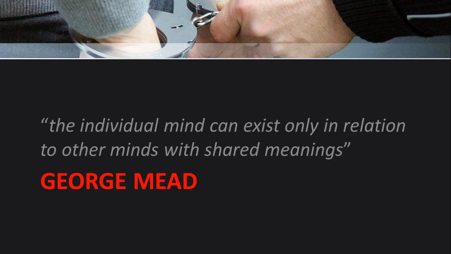So the quote there from George Mead, "The individual mind can exist only in relation to other minds with shared meanings." That none of us are an island, we're not isolated little things. We exist in a network of other people with whom we share at least some meanings. So a bit like a Venn diagram of overlapping circles, we overlap with other people, we derive our sense of self from other people. When we're very young, that is extremely pronounced, because we are deriving almost everything in our head from a parent, grandparent, aunt, uncle, big brother, big sister, whoever.